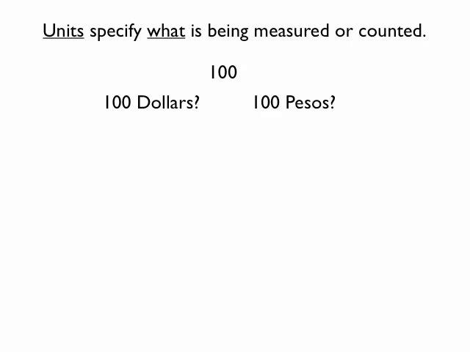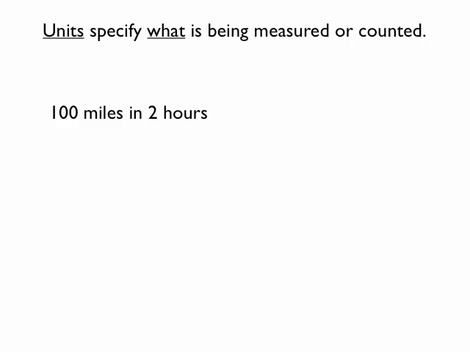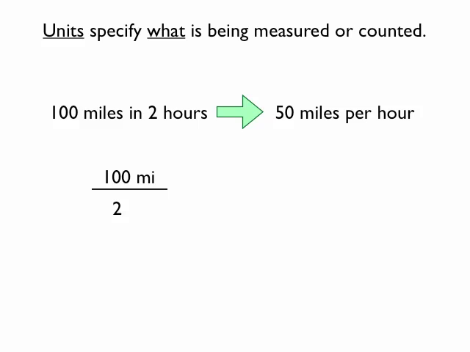A simple example will show the idea. Suppose you drive 100 miles in 2 hours. It's probably obvious that your average speed is 50 miles per hour. But let's see how we get this answer by working with units. We start by dividing the 100 miles you drove by the 2 hours it took.